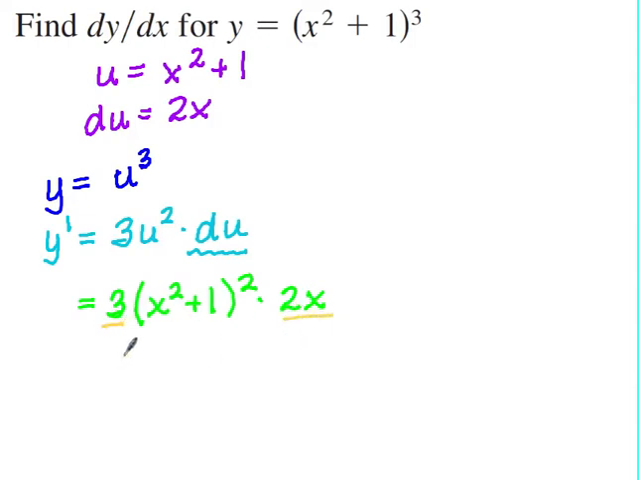The final step will be to simplify those. So what do you get here? Close. Simplify. Notice what I've underlined. 6x times x squared plus 1, squared. That's all you can do. On that one, you could FOIL out the x squared plus 1, but you don't need to. Leave that factor.